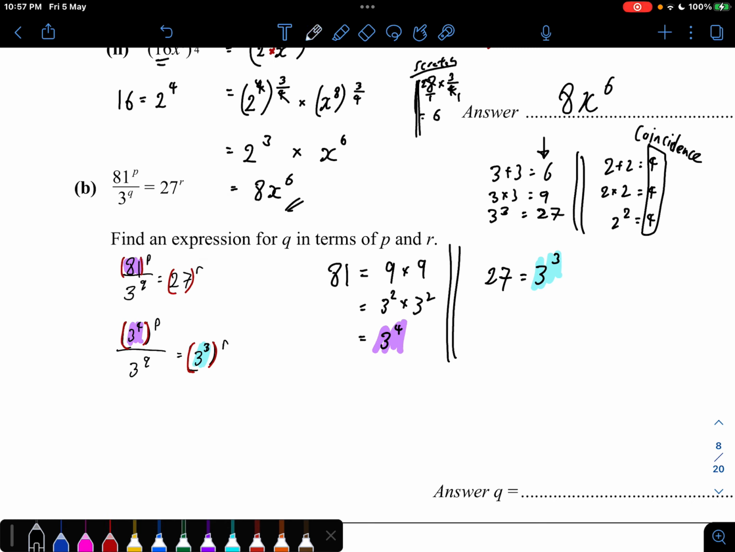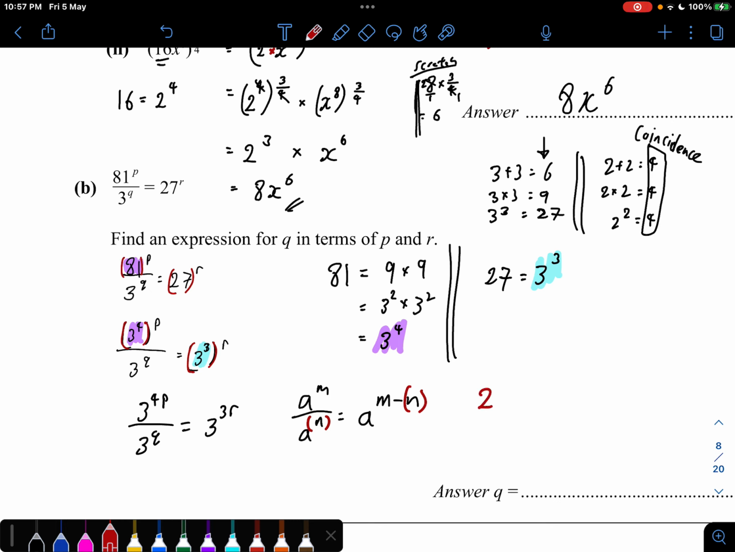What do you do now? 3 power 4 to the power of p. It's just multiplication, so 4p, over 3q. Sorry, the equal sign should be in the middle. Equal sign, and 3 to the power of 3r. That's just 3 power 3 times r, just 3r. Then you realize here and there, same base, different power. A power m over a power n equals to a power m minus n, right? But make sure you have an invisible pair of brackets around the n.